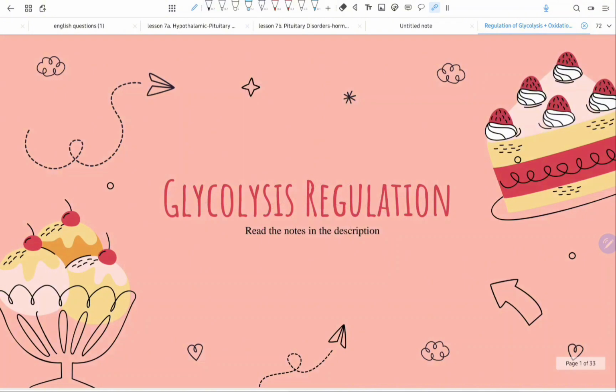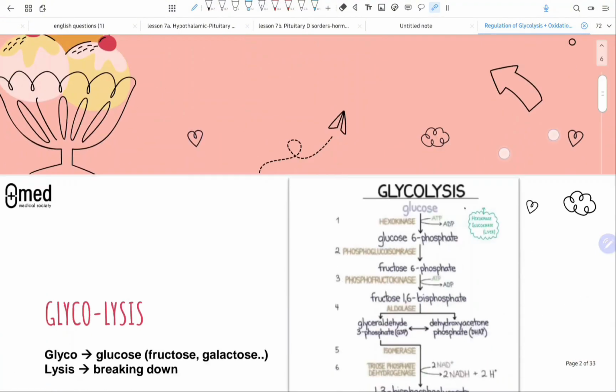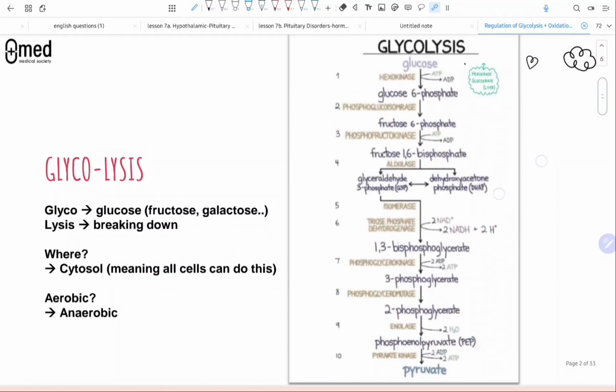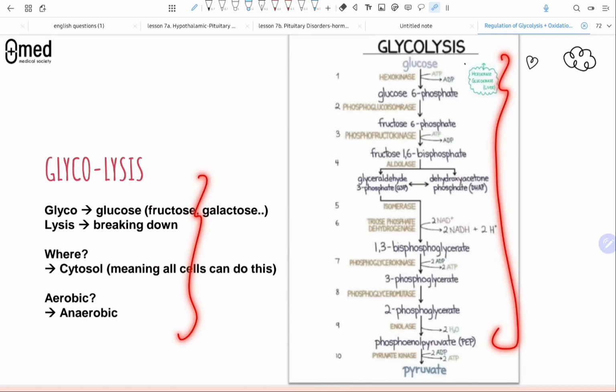Actually, this is more important than the process of glycolysis itself, because the teacher herself emphasized this part very, very much. And I want to give you a disclaimer that everything I talk about and all the details are in the description of this PowerPoint. So to start, I have put the process of glycolysis here in short, and this information you should know.